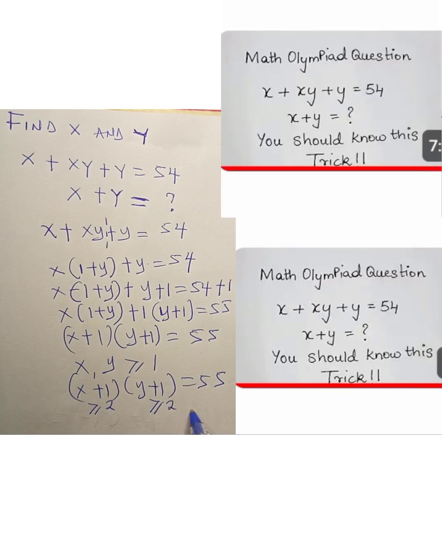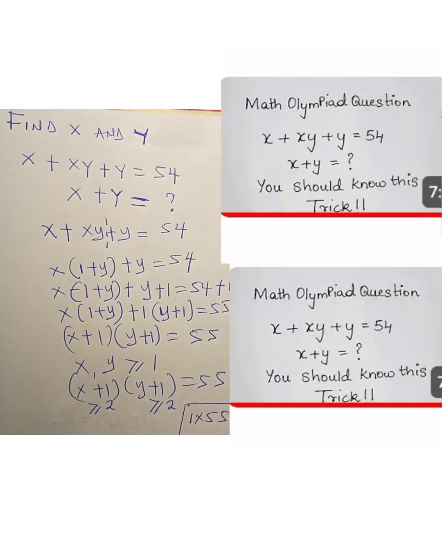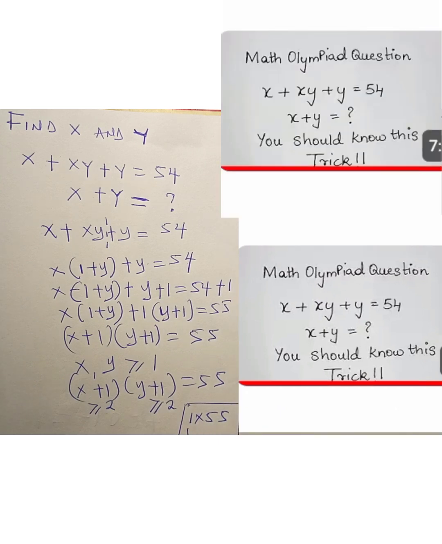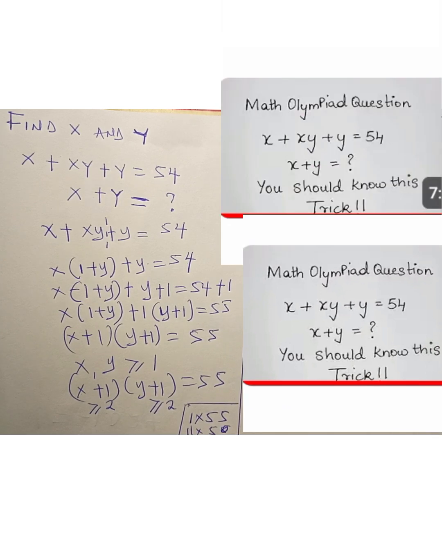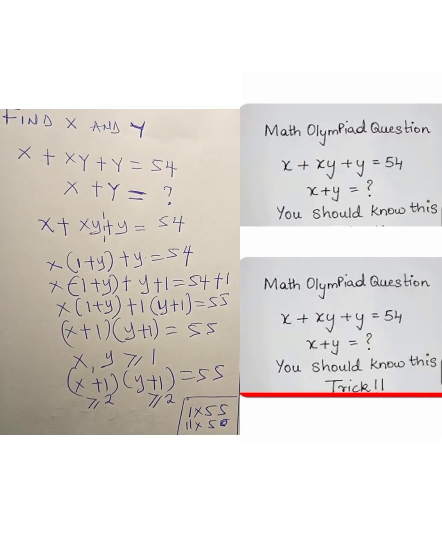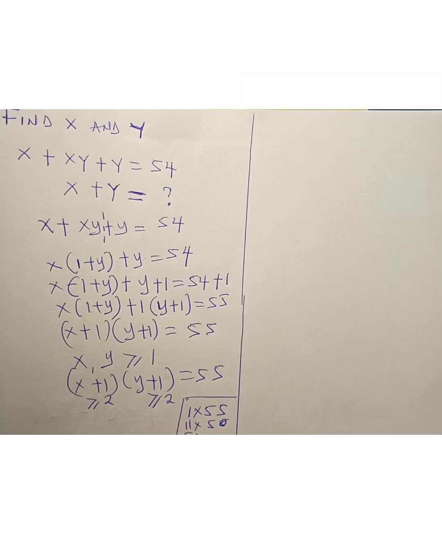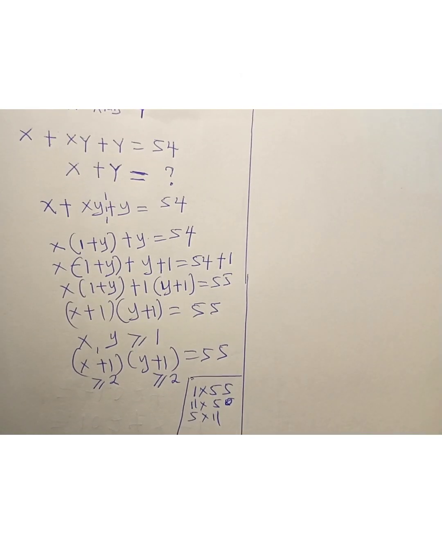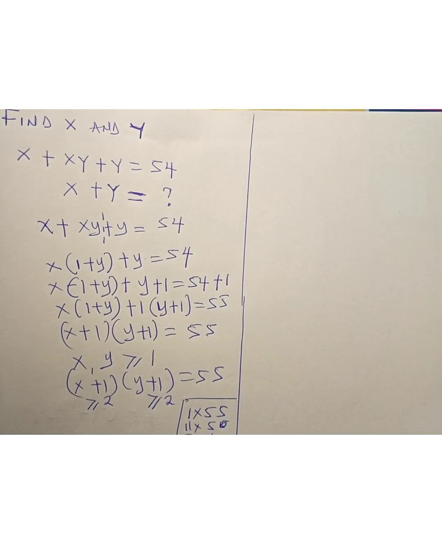Let's see how we can produce the factors of 55. 1 times 55 is 55. 55 times 1 is 55. 11 times 5 is 55. Then we also have 5 times 11 as 55. So what are we going to have now? The 1 and 55 pair might not work, because each bracket must be greater than 1.